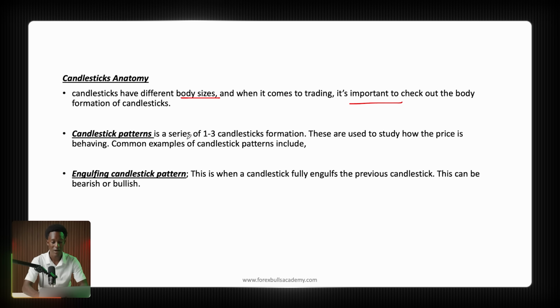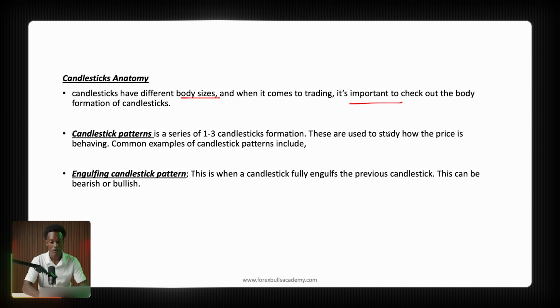So then candlestick patterns are a series of 1 to 3 candlestick formations. Now we shall see you could have 3 candlesticks all arranged and they will probably tell you something. These are used to study how the price is behaving. Common examples, an engulfing candlestick pattern, just like how the name goes. So in an engulfing candlestick, the new candlestick engulfs the previous formation. And let me show you an example of this.